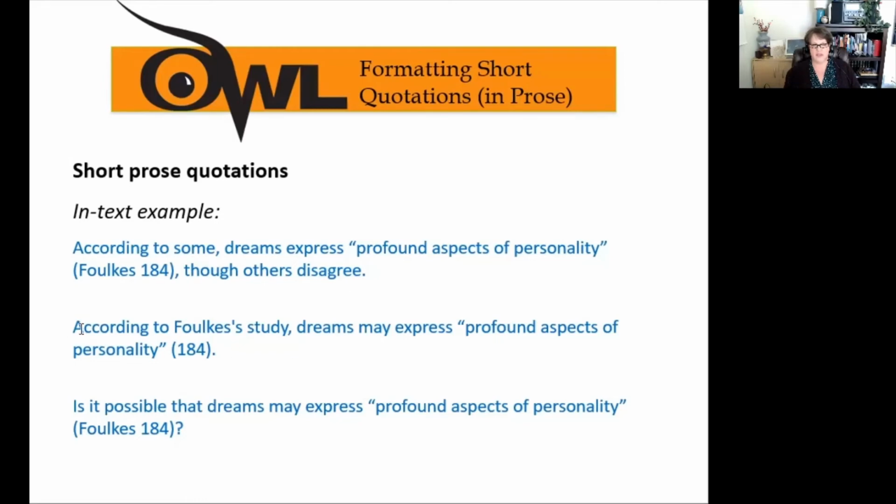According to Volk's study, dreams may express profound aspects of personality. So this is similar to the Wordsworth example that we had early on in the talk. And so it's just a matter of where you put your citation. So if a prose quotation runs no more than 4 lines, and it doesn't require any special emphasis, you put it in quotation marks and incorporate it into the text.